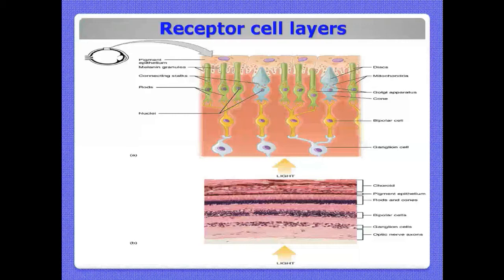Next picture: choroid portion, pigment epithelium, rods and cones. This area of the rod and cone region is here. Rods and cone region. Then bipolar cell region, ganglion cell region, optic nerve axons. That is, axons are going back to the brain center. Optic nerve axons.